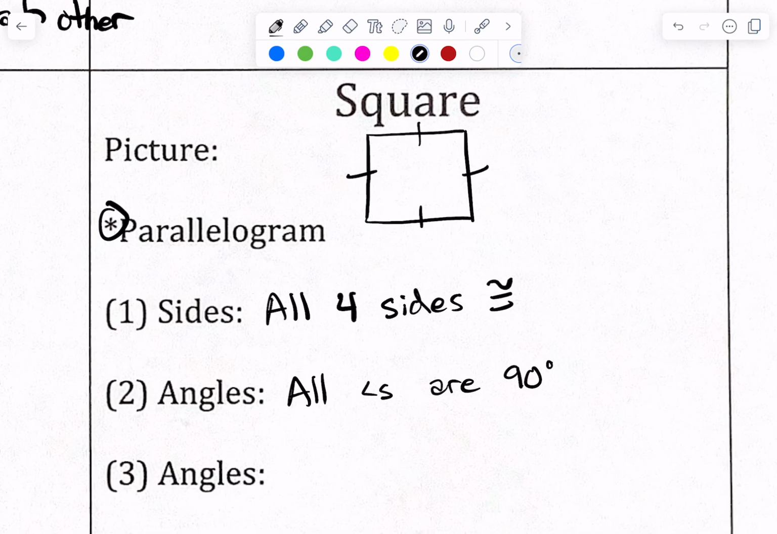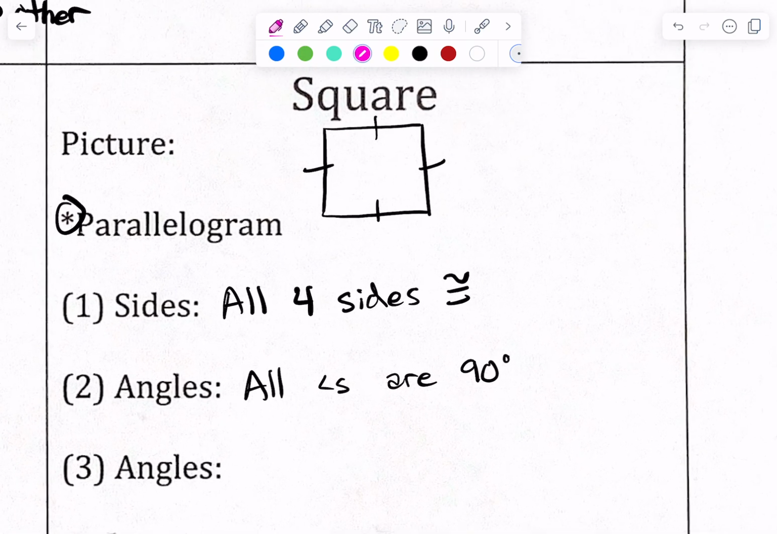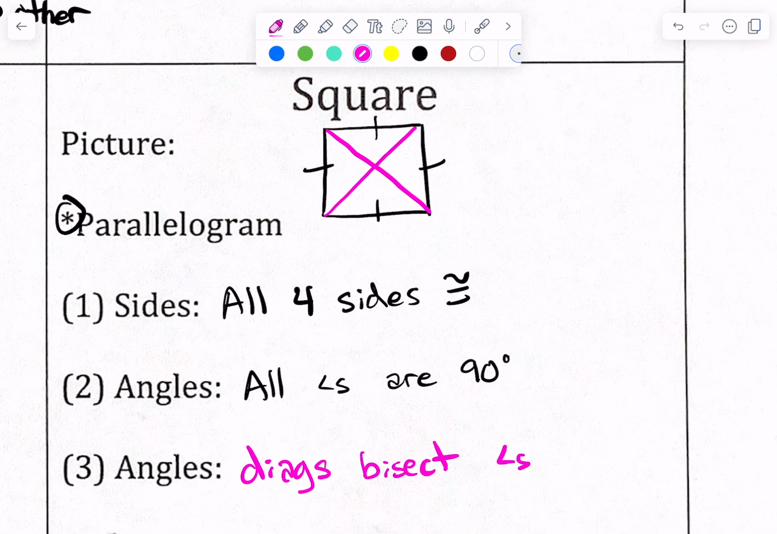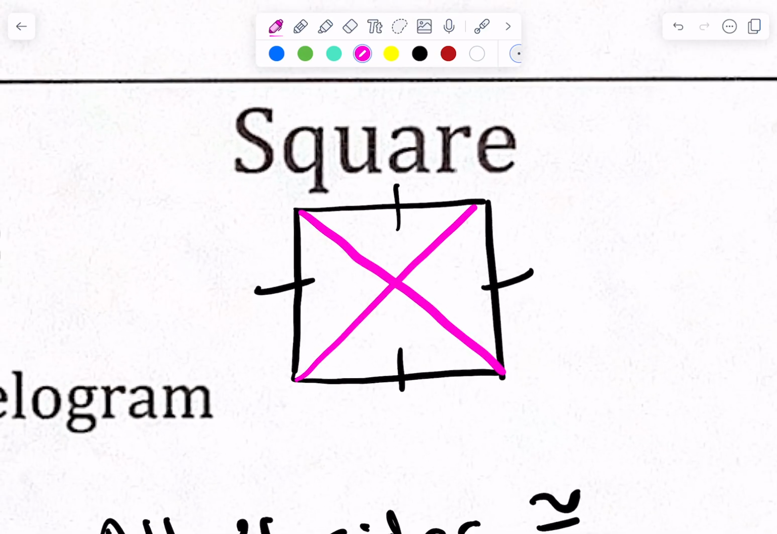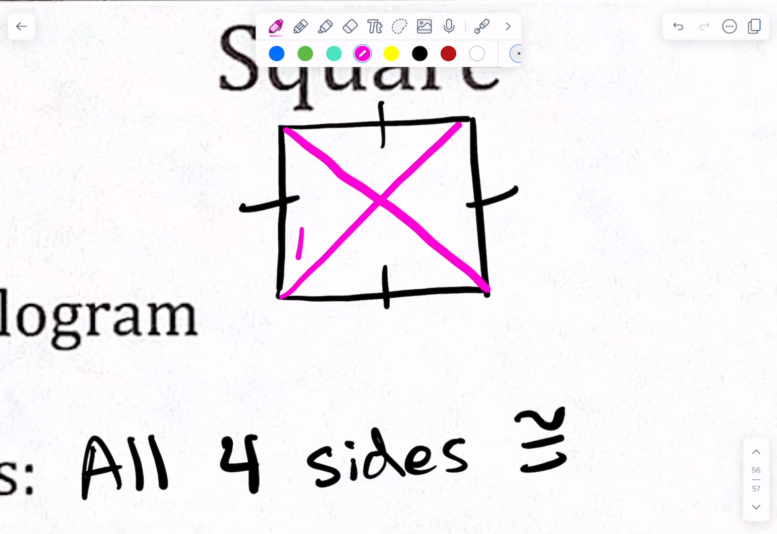Okay, that's true about a square. What else is true about the angles? Let's talk specifically about the diagonals. The diagonals bisect the angles. Now, if all the angles are 90 and the diagonals are bisecting them, what's happening? What are each one of these angles going to be for a square? They will be 45s always, right?